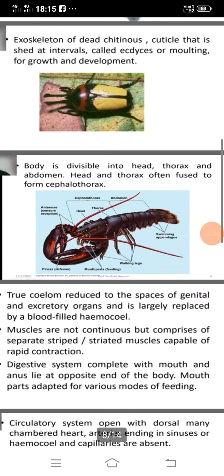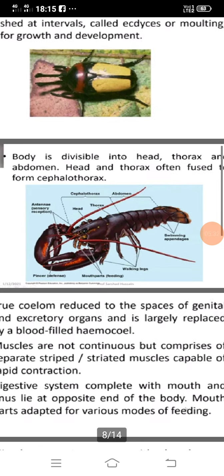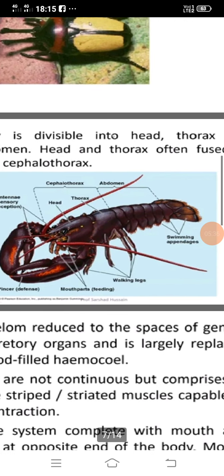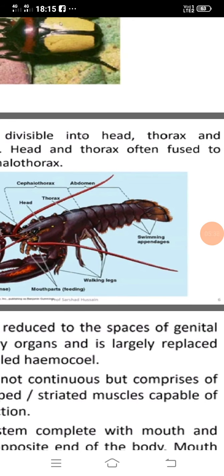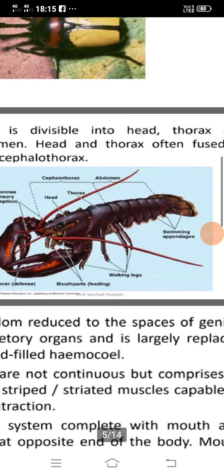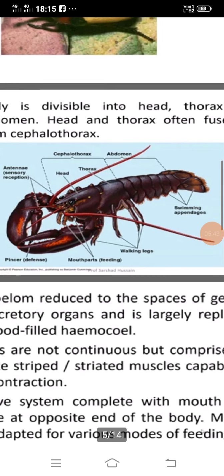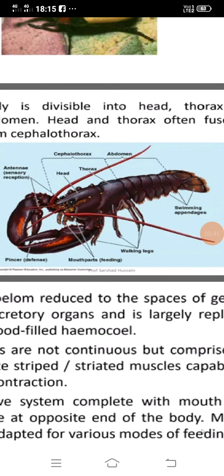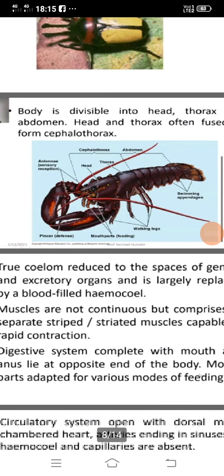Then next is body is divisible into head, thorax and abdomen. So you can see in this diagram, this is head, this is thorax and this is abdomen. Sometimes head and thorax are covered by a common exoskeleton, the carapace. Then in that case, head and thorax are collectively called as cephalothorax.